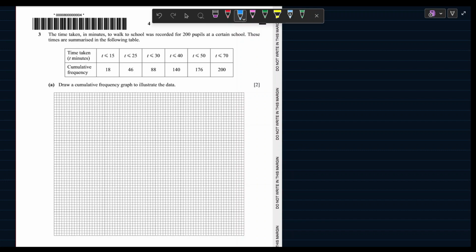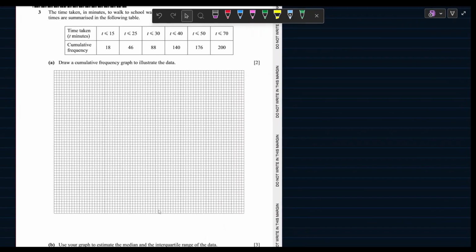Okay, so to be able to draw a cumulative frequency graph, you need two things. You need the upper bounds as well as the respective cumulative frequencies. And in this case, they've already given the information to us in a very straightforward manner. That's why it's only 2 marks. All right, so we need to label our x's. On the y-axis, you're going to have your cumulative frequency.